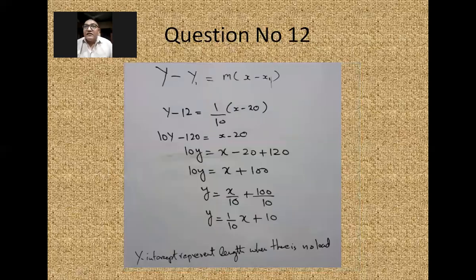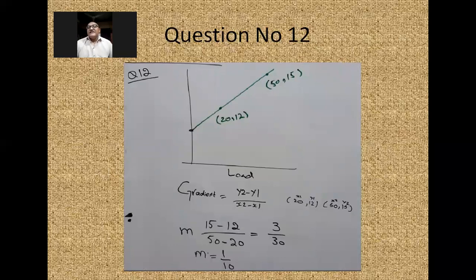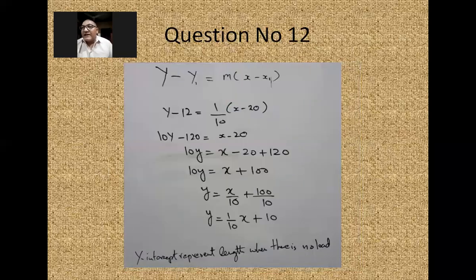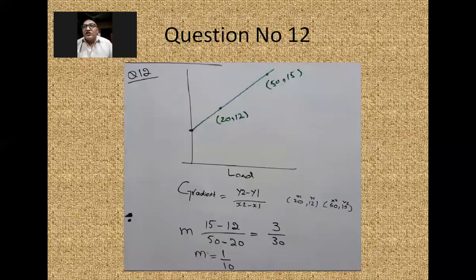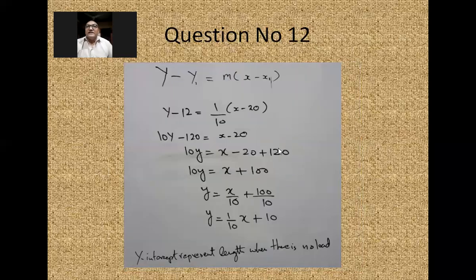So the gradient of this line is 1 by 10. Now I will find the equation of that line: y minus y1 equals m bracket x minus x1. That's the formula we use to find out the equation of a line. I know that this line's gradient is 1 by 10, and I can use the point 20 comma 12. So y minus 12, y1 is 12, equals m is 1 by 10, x minus x1 is 20.